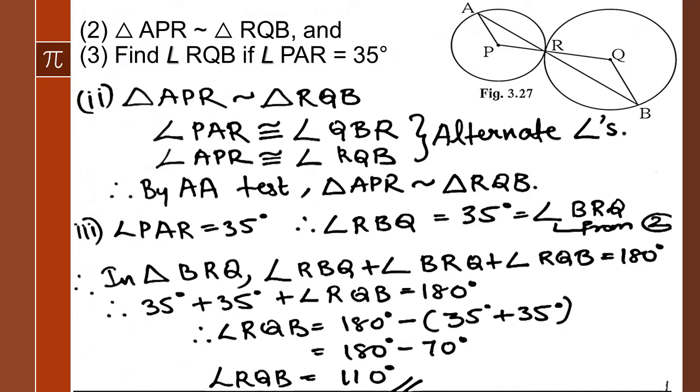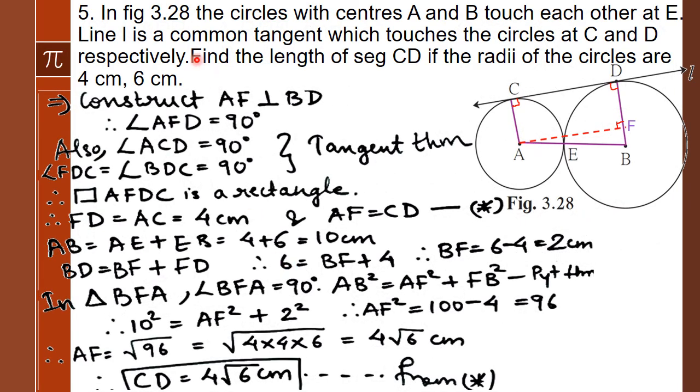So, let's move on to the next problem. Here, in figure 3.28, the circles with centers A and B touch each other at point E. E is the point of contact. Now, line L is a common tangent which touches the circles at C and D respectively. So, this particular tangent is common to both the circles. Now, find the length of segment CD if the radii of the circles are 4 centimeters and 6 centimeters.